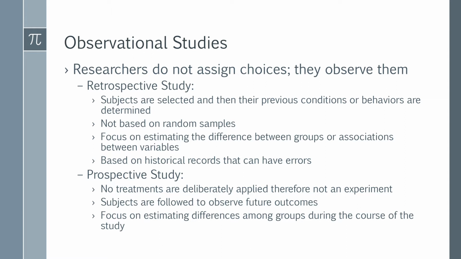They're not based on random samples. They focus on estimating the difference between groups or associations between variables. They're based on historical records that can have errors.